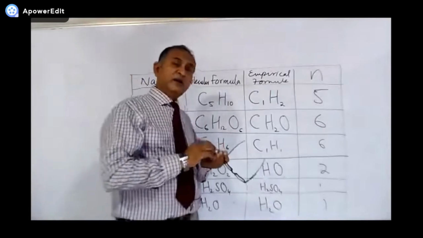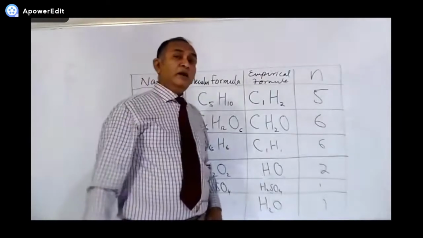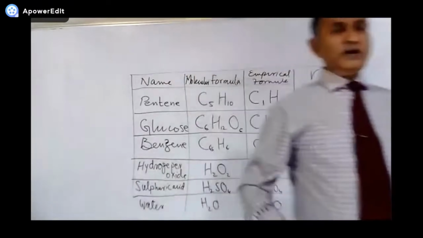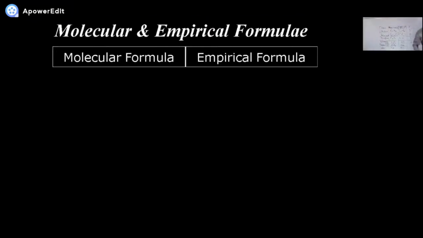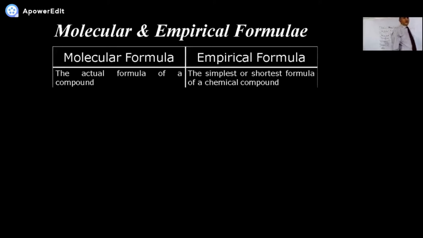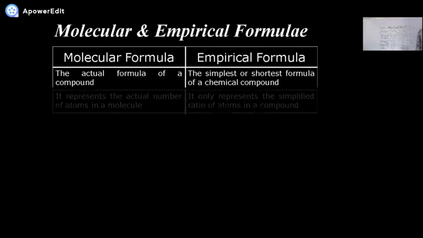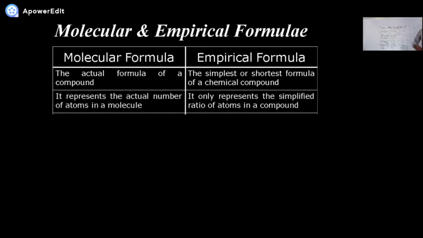All right. Now here are a few points. See the screen. So the difference in these two. The actual formula of a compound is called molecular formula. The simplest formula of a compound is called empirical formula. It represents the actual number of atoms. It doesn't represent the actual number of atoms, but the simplified ratio.